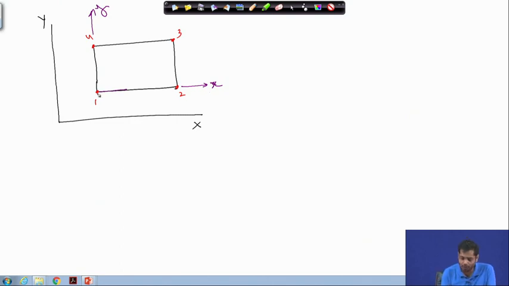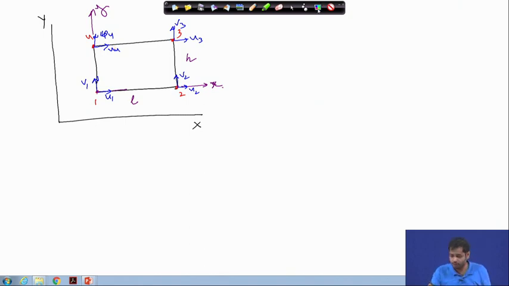With respect to small x and small y, the node number 1 coordinate is 0, and suppose this length is L and this length is h. So, node number 2 coordinate will be L and 0, node number 3 coordinate will be L and h, and so on. At every node we have 2 degrees of freedom, u1 and v1, and similarly u2, v2, u3, v3, u4 and v4.